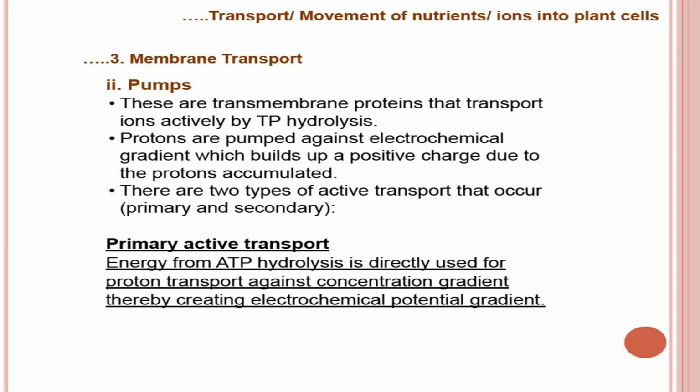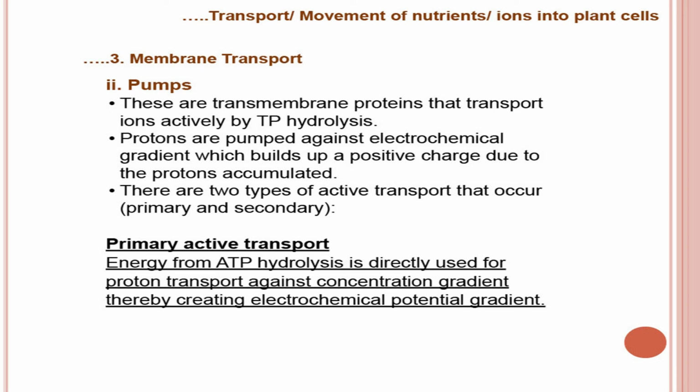Then in membrane transport, the next is pumps. Number 2 is by pumps. So, these are transmembrane proteins that transport ions actively by ATP hydrolysis. Protons are pumped against the electrochemical gradient which builds up a positive charge due to the protons accumulated. There are two types of active transport that occur. These active transports are primary and secondary.